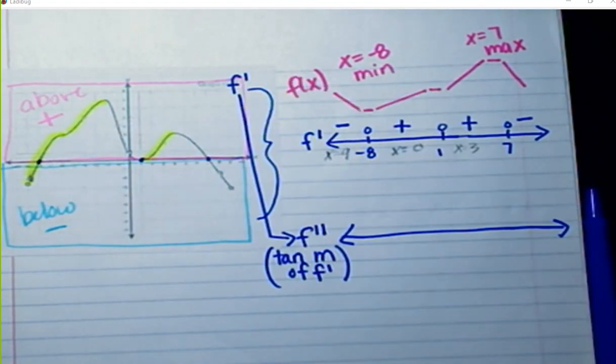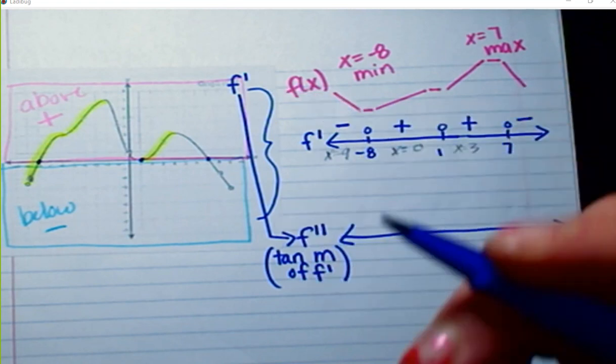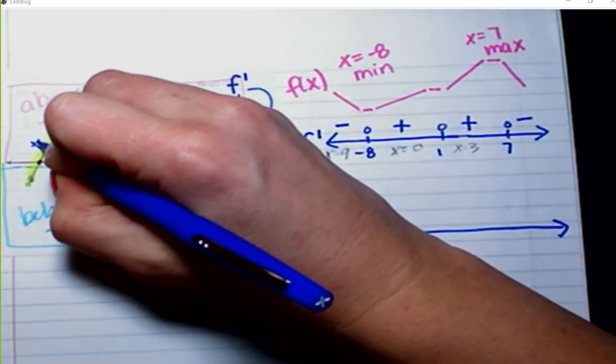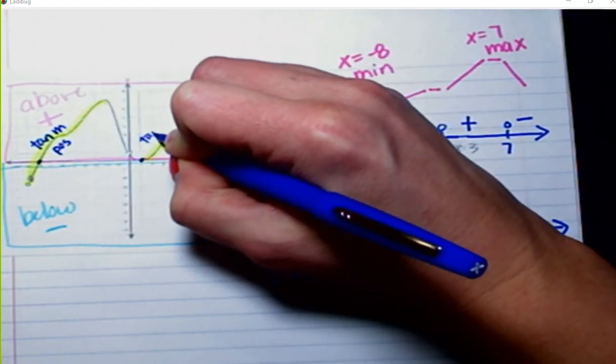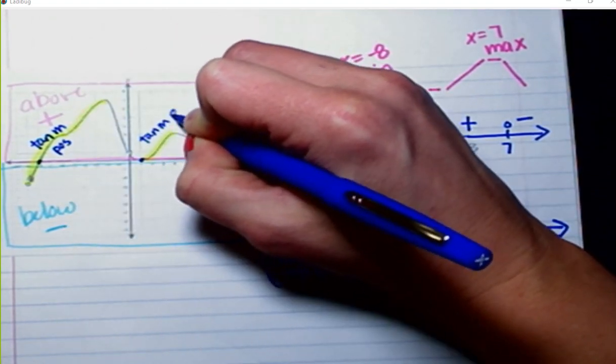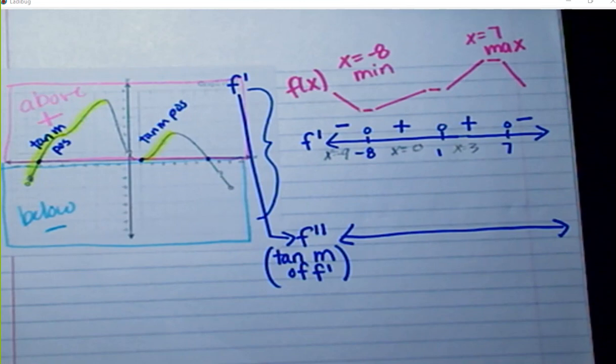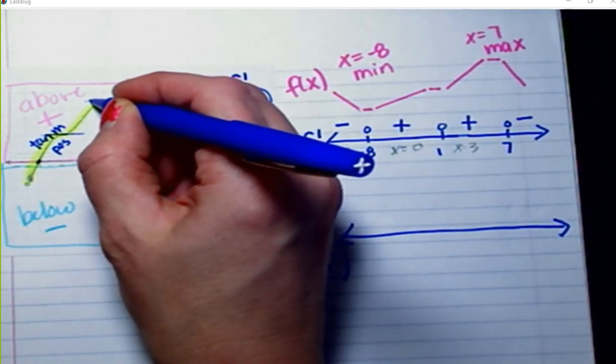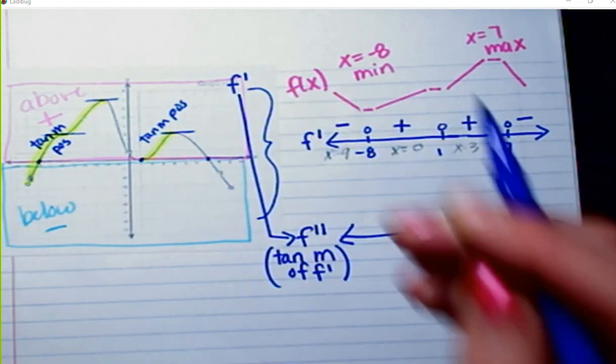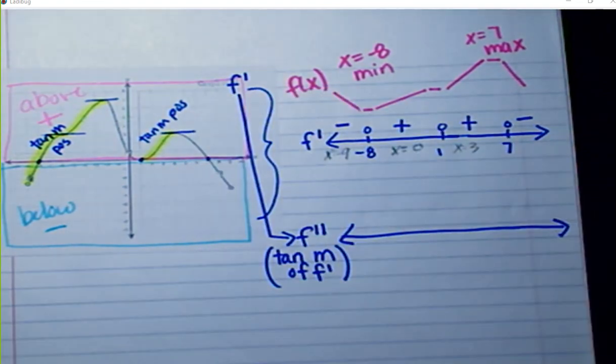That's where the tangent slopes are positive. So I'm going to label that tangent slope positive. Tangent slope positive in those two spots. Now, see those horizontal tangent lines I drew? Those are zero slopes. Those are important for a second derivative number line.